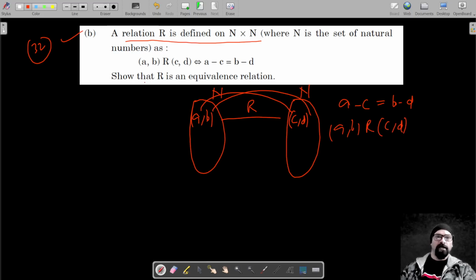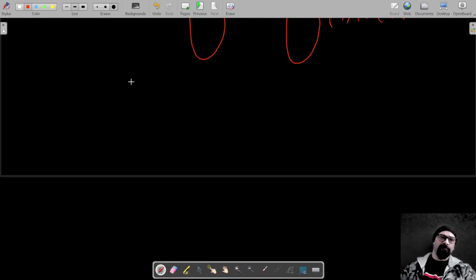Now we have to show that R is an equivalence relation. An equivalence relation is the one which is reflexive, symmetric, and transitive. So let's go for the reflexive first. First, we will show that the relation is reflexive.